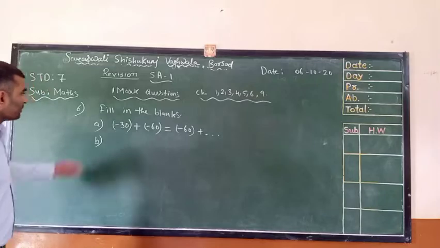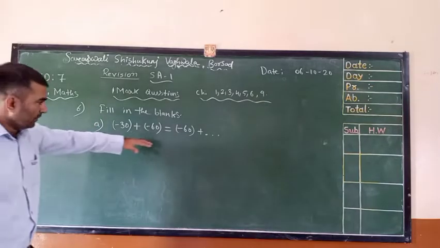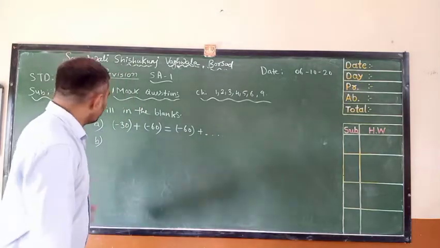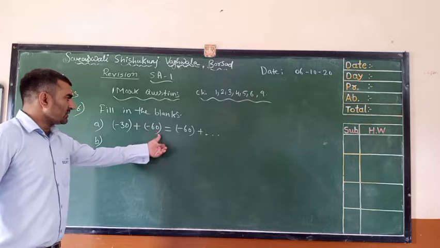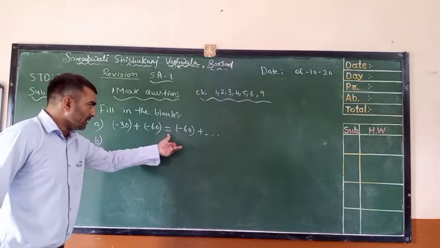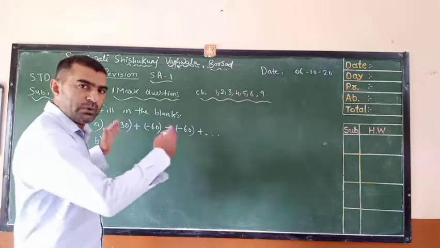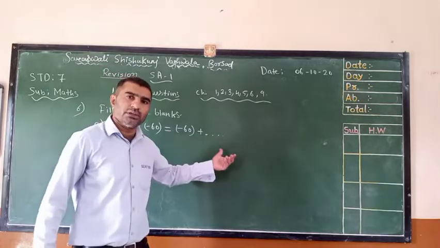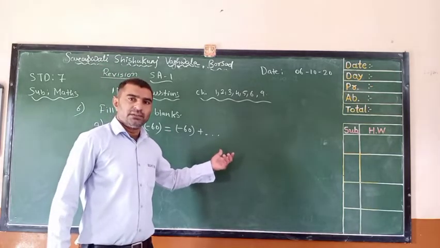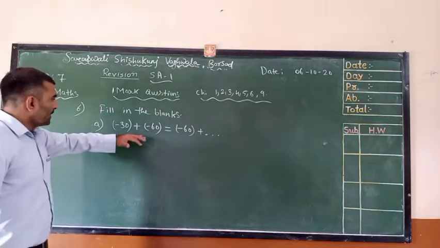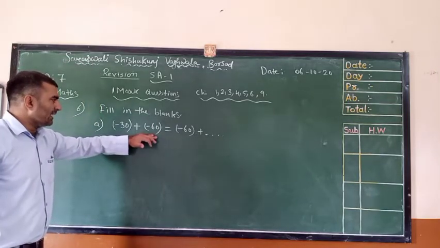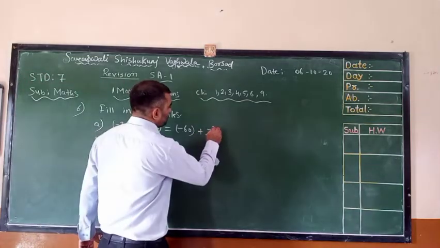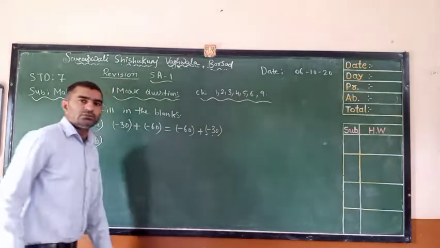Now the next question we have is fill in the blank. Fill in the blanks means we have to fill this blank to make the statement correct, right? So we can see minus 30 plus minus 60, and minus 60 is over here. In between there is an equal sign. That means both sides, LHS and RHS, should be equal. So which number can we put over here so that both sides will be equal? Minus 60 is there on the RHS, and on the LHS minus 60 is there. So what is missing? Minus 30. So we will give minus 30 so that both sides are equal.